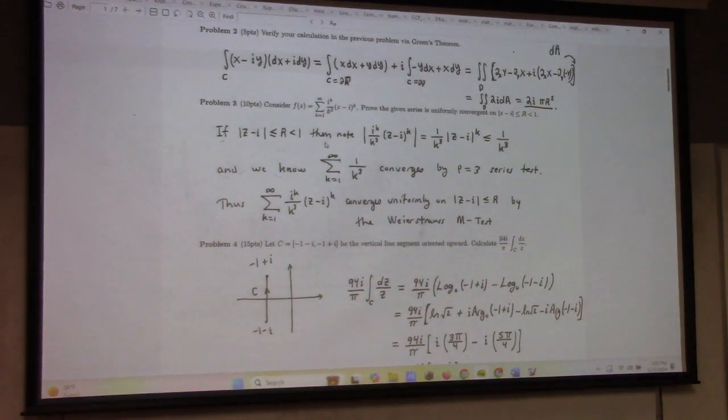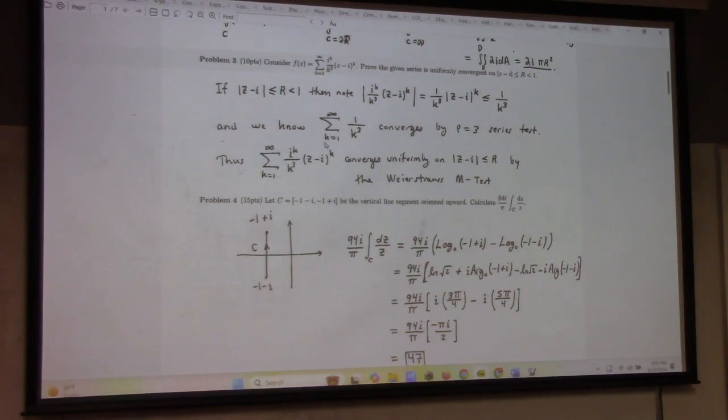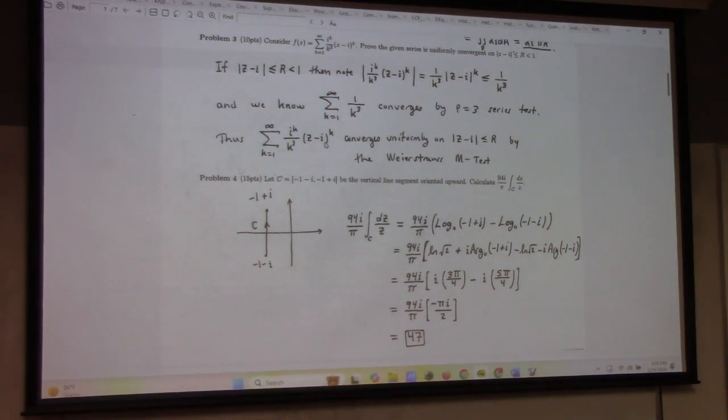The solution to this test was great. Notice this one's a trap. Problem 4. You can't use the residue theorem here. You can only use the residue theorem if it's a closed curve, or if you've got an indented contour, you can use the fractional residue theorem.